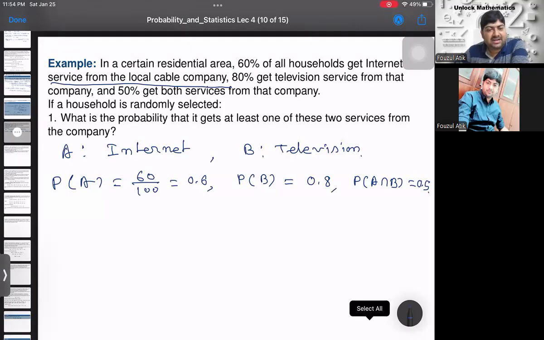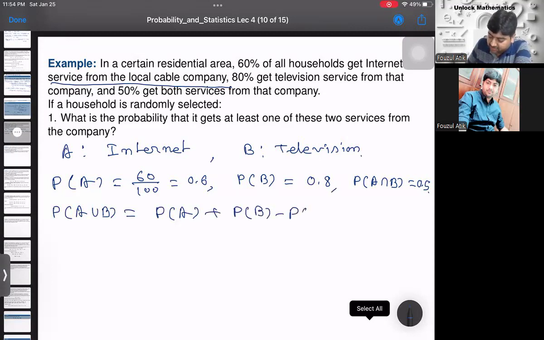Now, what is the probability that it gets at least one of these two services from the company? That means P of A union B, at least means that. So P of A union B equal to, you know the formula, P of A plus P of B minus P of A intersection B. And if I just substitute the values, you'll be getting the answer as 0.9.